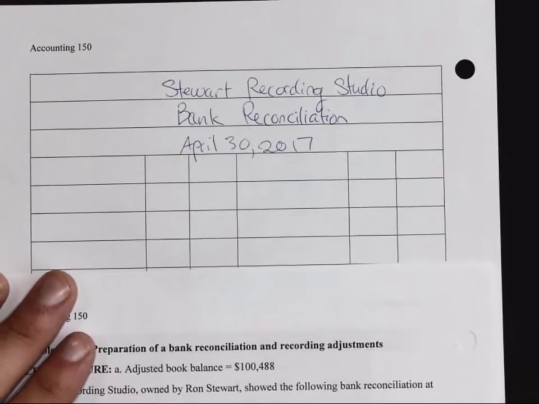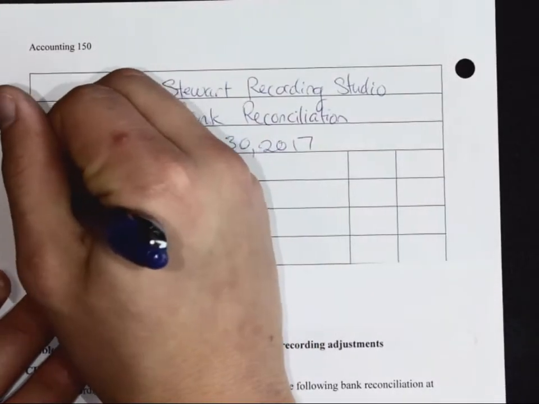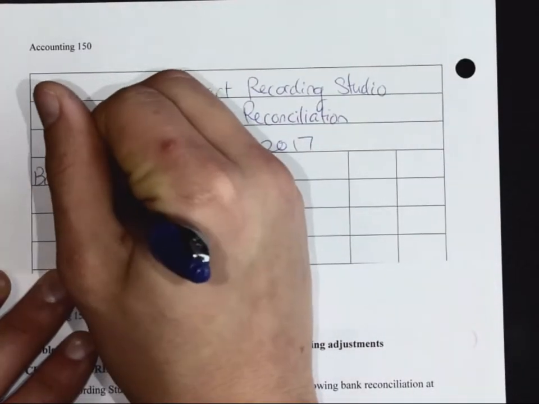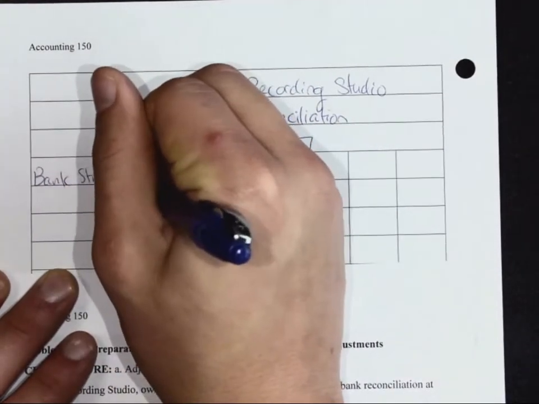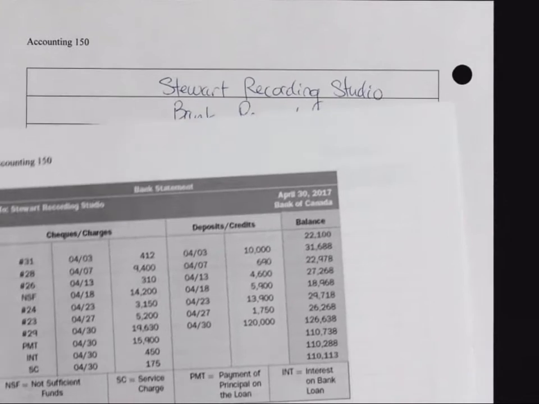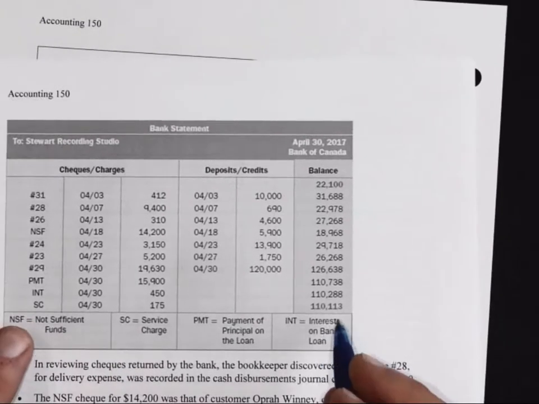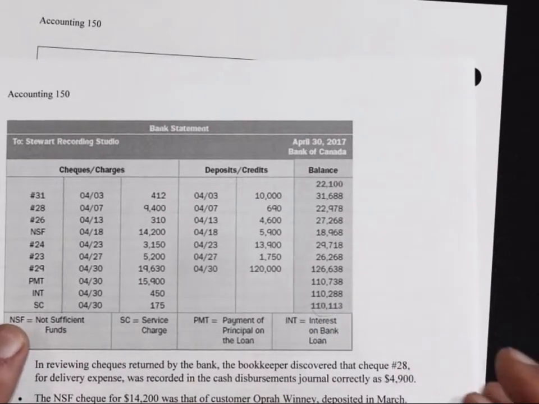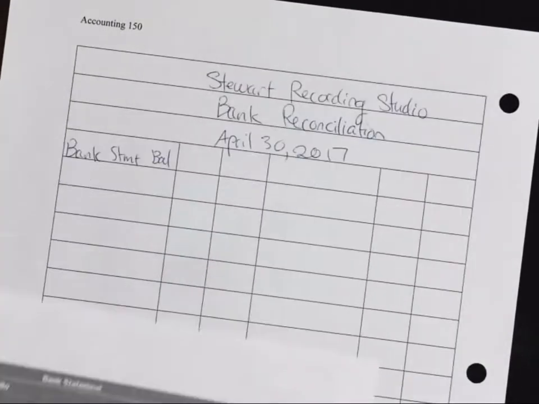We are going to start with our bank statement balance. Where can we find our bank statement balance? On the bank statement. It's at the very bottom here: 110,113.